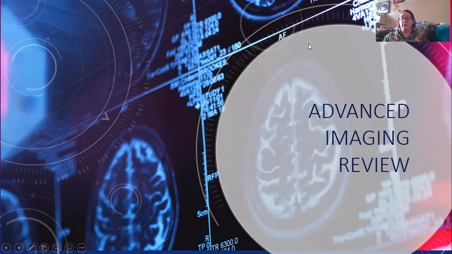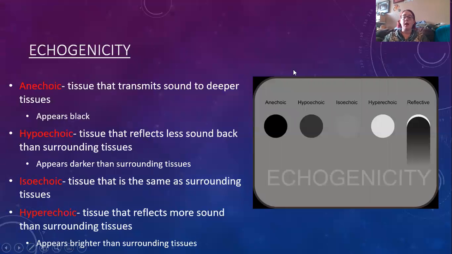Advanced imaging review for final exam and VT&E. When we're doing ultrasound, having the terminology is going to be really important for us. Anechoic is going to appear black; an is without, echoic is echoes. So remember that ultrasound does not use radiation, it will be sending sound waves into our patient.